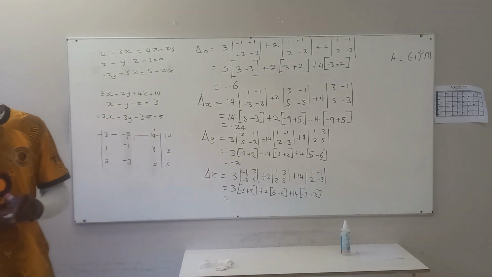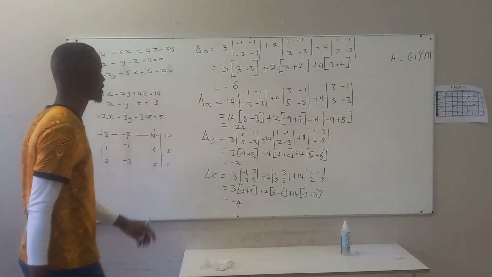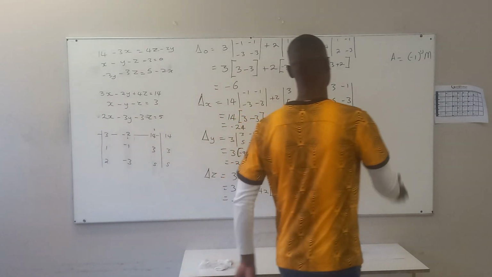Negative 4. Negative 4. Okay, as long as it's two people, like majority rules.